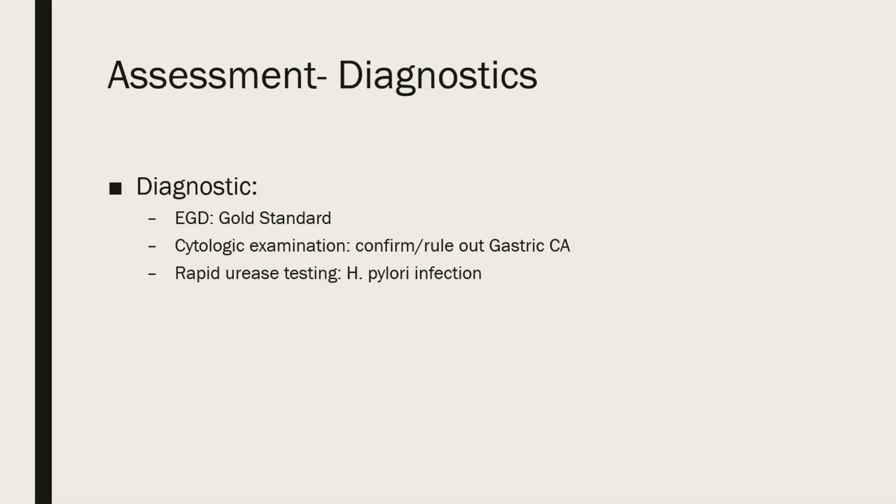So what do we do for these patients? They are usually diagnosed with an EGD, which is the gold standard. Cytology examination can either confirm or rule out gastric cancers. And rapid urease testing for H. pylori infection is usually the way that they'll tell. A lot of times on these patients, the EGD is the gold standard on how they look for gastritis.